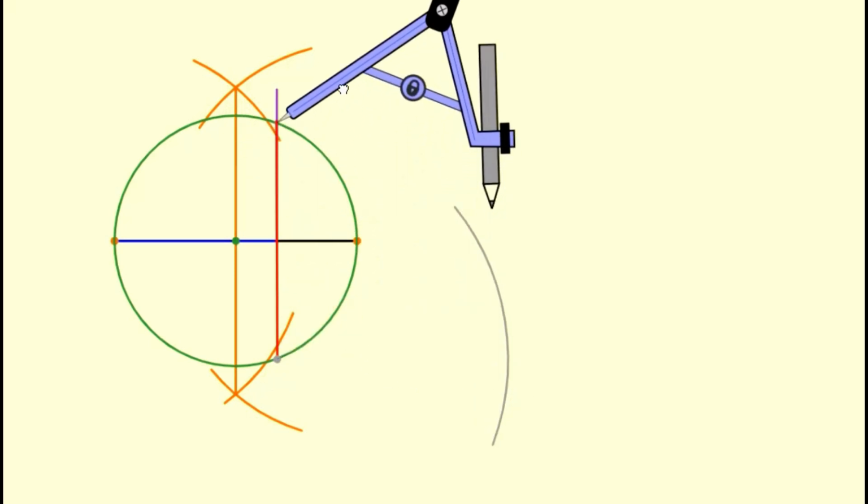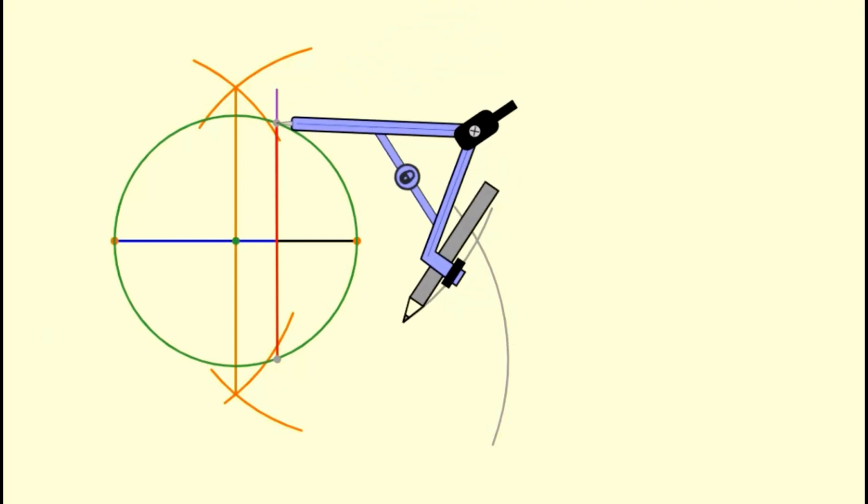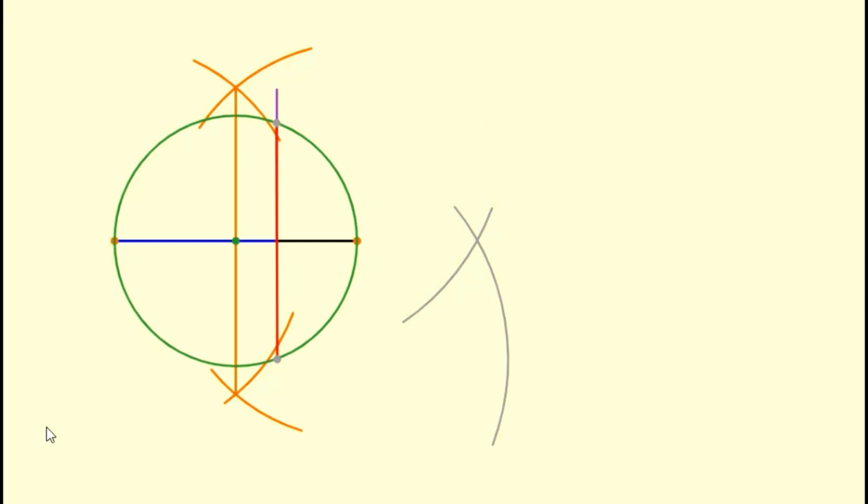Now put the compass at the other end without changing the radius. Again draw an arc. Mark the point of intersection and join to this point and again join to this point. So we got a triangle now. It's an equilateral triangle with perimeter 6 root 8 centimeters.